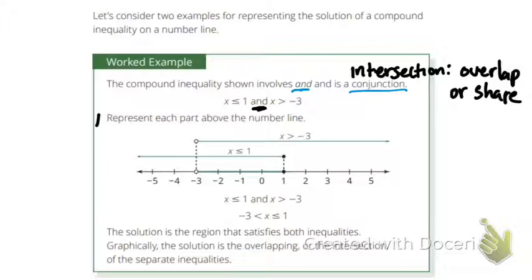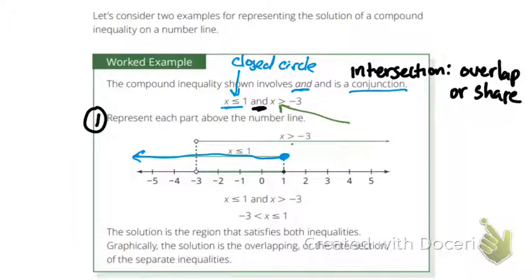So that's your step one. Each part we're going to represent above the number line. So here's our number line. So let's go ahead and graph x is less than or equal to 1. Now remember, less than or equal to means closed circle. So we're going to fill in that dot at 1, and then less than means we're going to go to the left. Now greater than -3. Remember, when it's just a greater than with no equal to part, we're going to have an open circle.